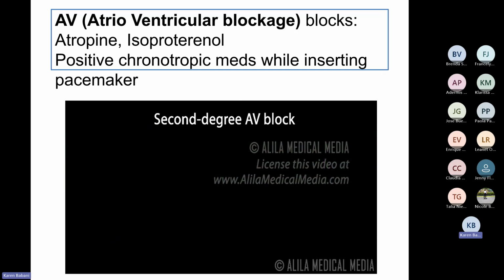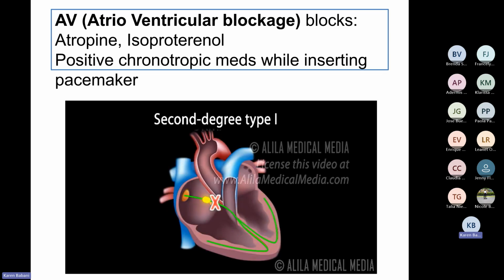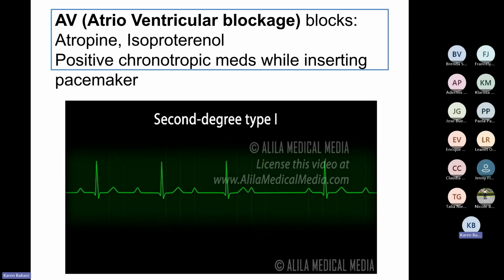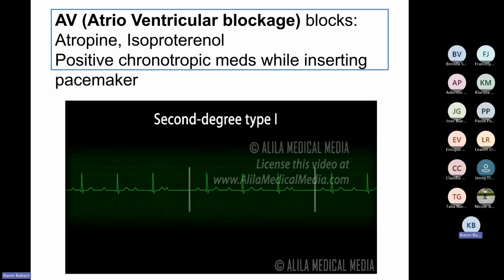Second degree AV blocks are divided further into type 1 and type 2. In type 1, the electrical signals are delayed further and further with each heartbeat until a beat is missing completely. On an ECG, this is seen as progressive prolongation of the PR interval followed by a P wave without a QRS complex. This is known as a blocked P wave or a dropped QRS complex. The cycle then restarts over.